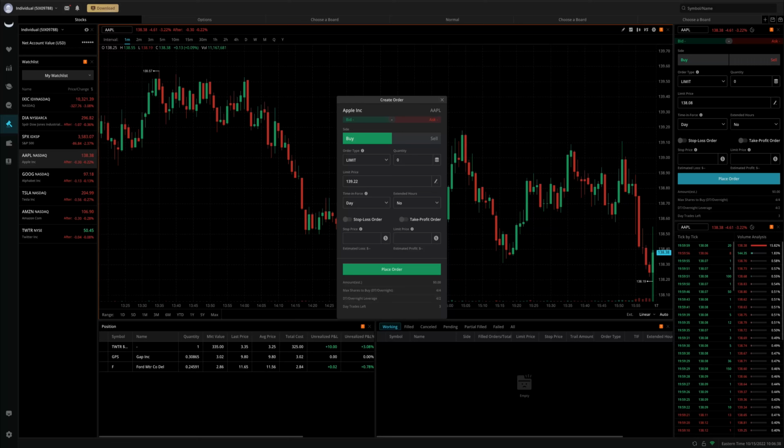I have also switched from the paper account to the real trading account, as I realized that on paper trading you are not presented with the options to set stop loss and take profit orders. That helps a lot when day trading, so I'm really glad to see it here.